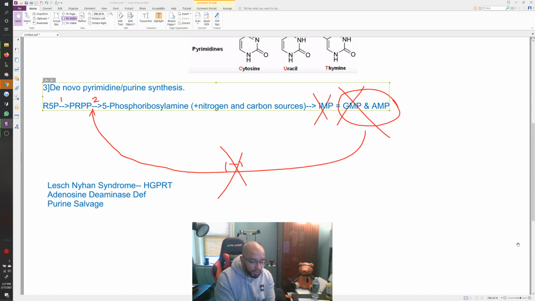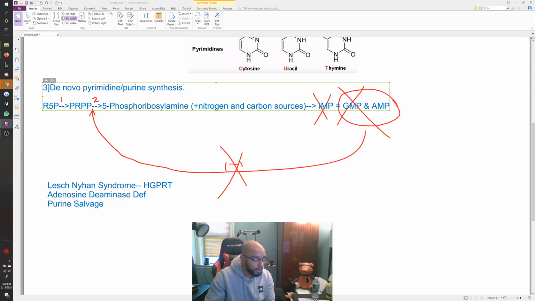But if you have too much of this going on, then you don't have enough time to actually make all of it into allantoin and actually nicely pee it out. Right? And in HGPRT deficiency, you're going to have this happening too much. So that's the only real purine salvage deficiency issue as far as hyperuricemia is concerned. The other one is ADA deficiency, right?